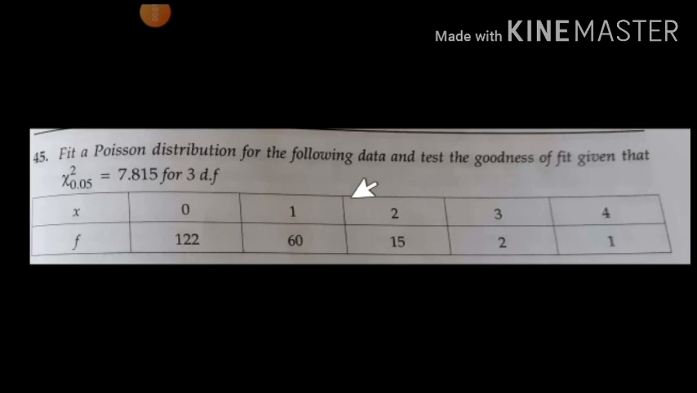Now we will solve problems in chi-square test where we are testing the goodness of fit of the distribution. So in that first one I have taken it: fit a Poisson distribution for the following data and test the goodness of fit, given that the chi-square table value at 5% significance level for 3 degrees of freedom is like this. Now first we need to fit a Poisson distribution, which we have studied in the previous classes, how to fit a Poisson distribution, that we will discuss first.